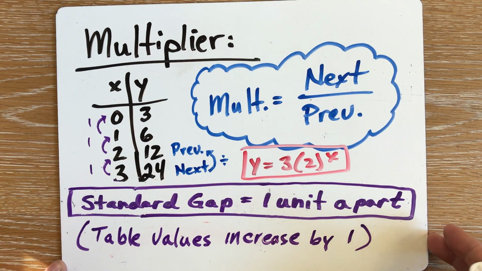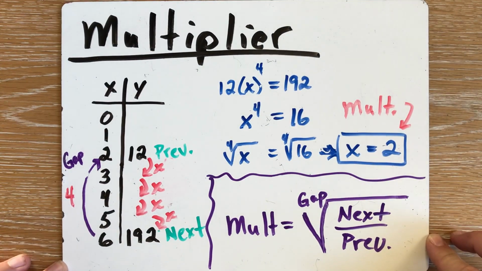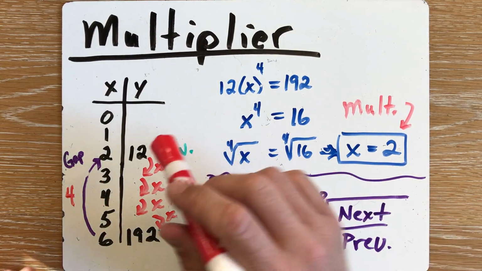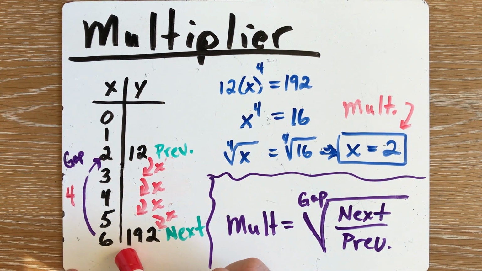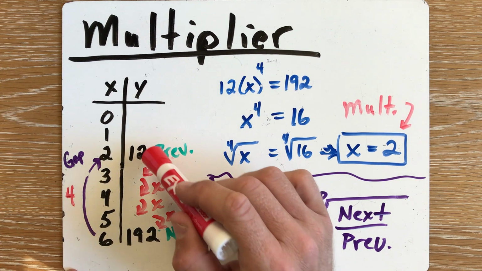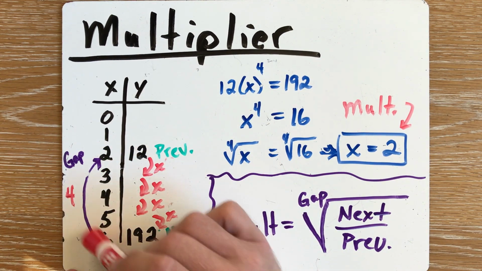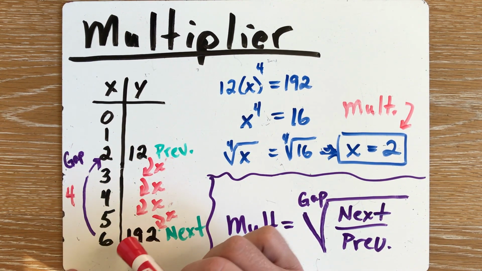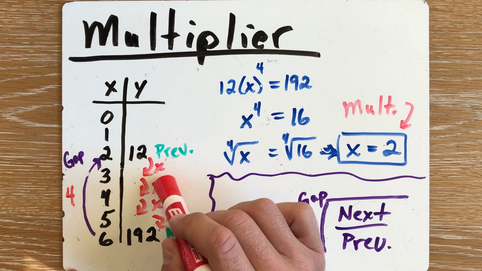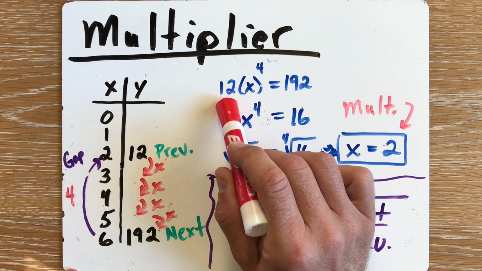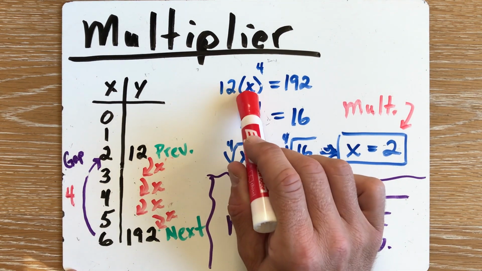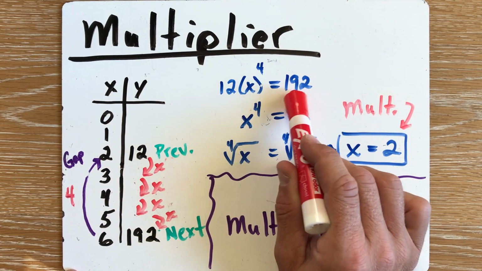Now, it may not be this simple. You may not have numbers that are back to back like they are here. So when they don't increase by 1, maybe you have a table like this. In this problem, you're given two coordinates, (2, 12) and (6, 192). To get from one term to the next here, there's a gap of 4 units between these two coordinates. When that happens, that means you've multiplied by the multiplier 4 times to get from 12 to 192. To summarize that in an equation, it could look like this: starting with 12, times your multiplier 4 times in a row, equals 192.